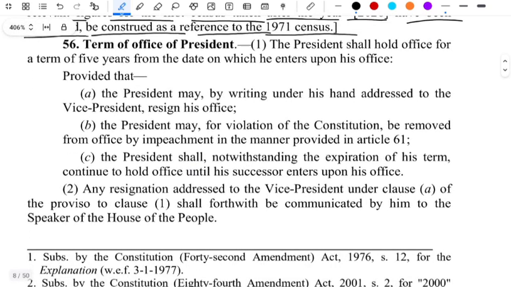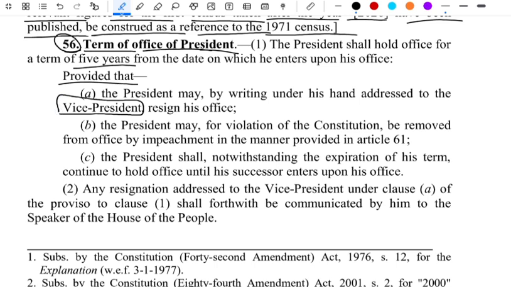So next is Article 56, that is the term of office of the President. बेसिकली ये टर्म डिफाइन करता है, 5 years होता है ना. Provided that the President may, by writing under his hand addressed to the Vice President, resign his office; the President may, for violation of the Constitution, be removed from office by impeachment in the manner provided in Article 61. So basically Article 61 में impeachment of the President का जिक्र है ना.